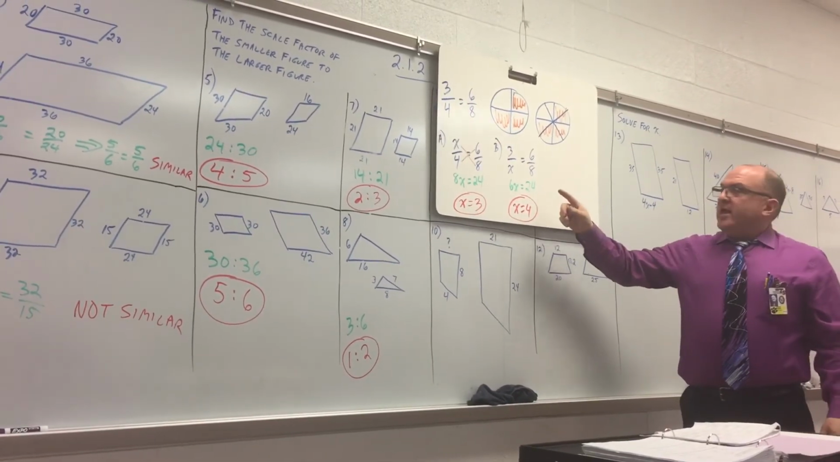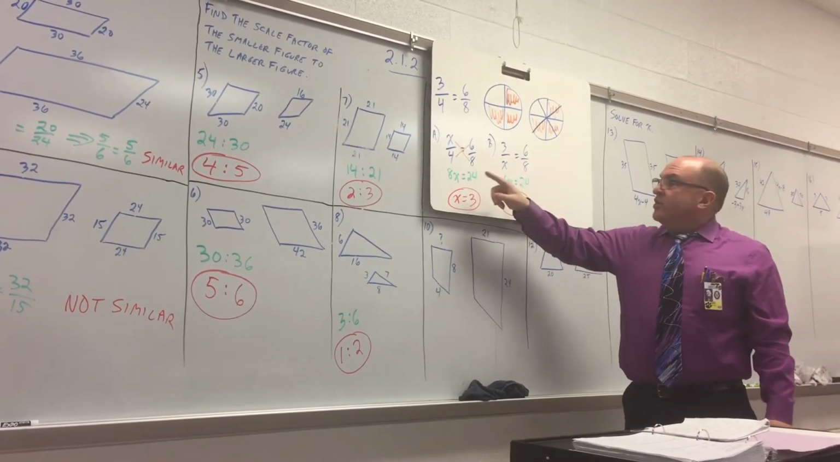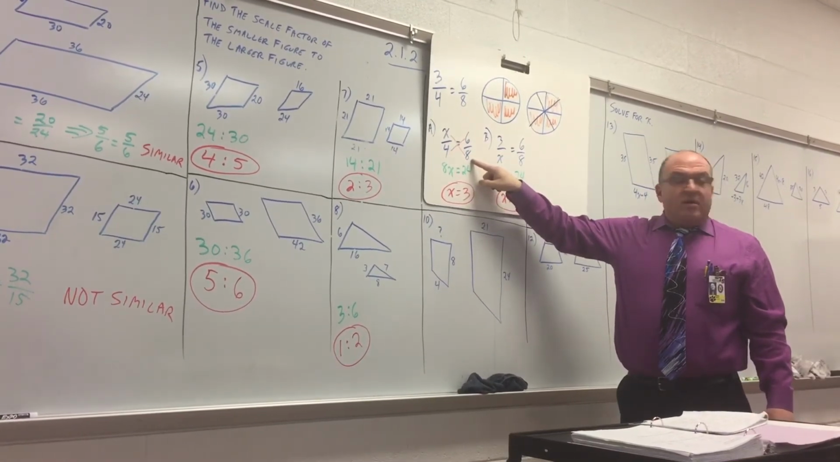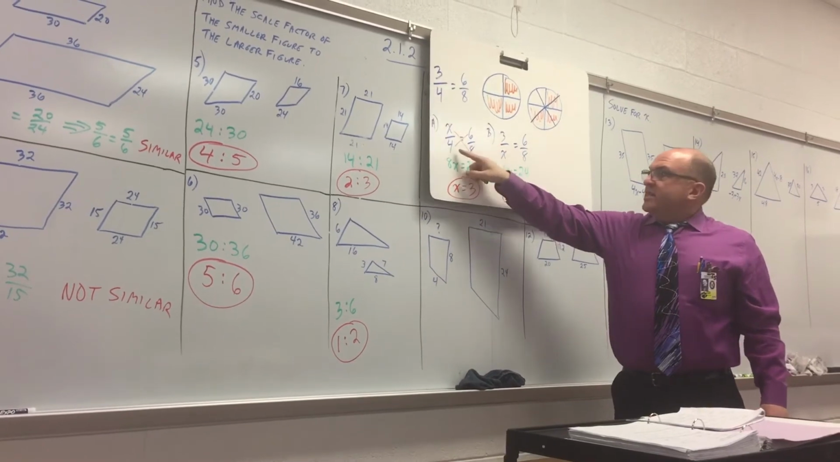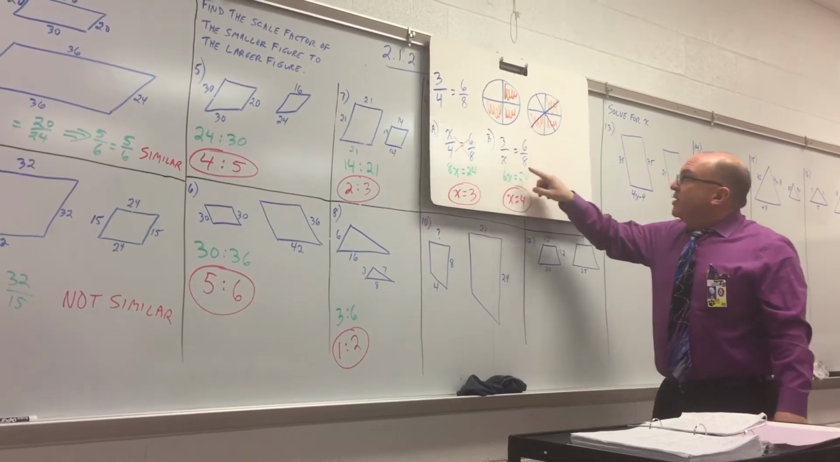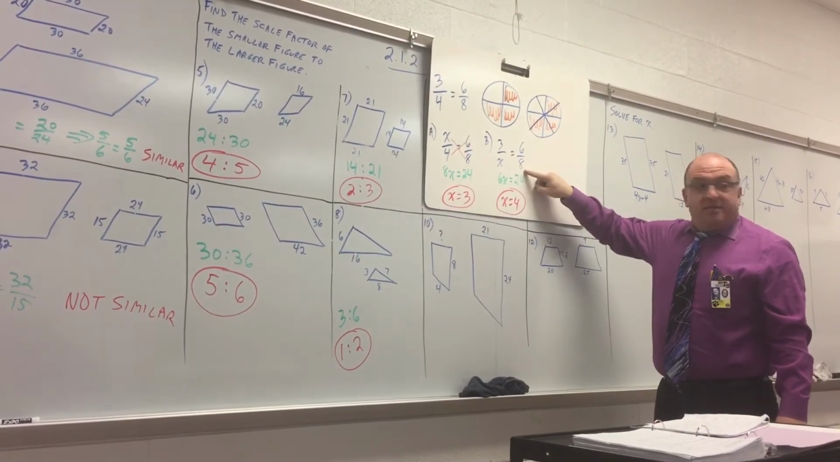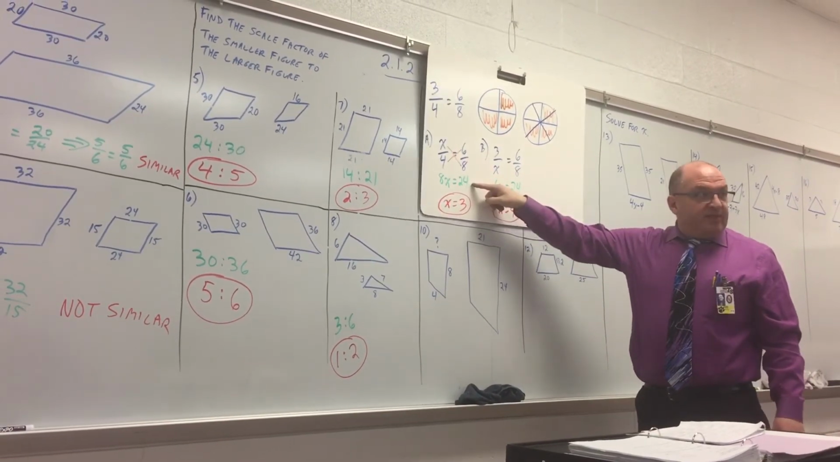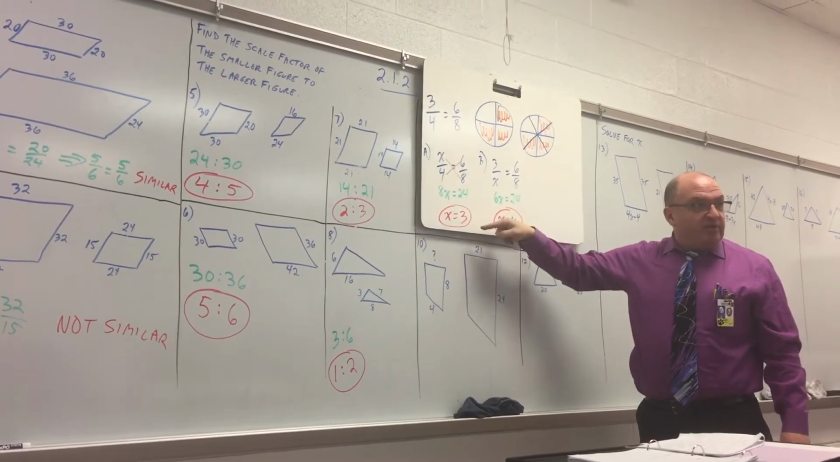Here's what I really want you to do, though. Isn't this what we're actually doing? I want you to do this times this and divide by this. It's called cross multiplying. This times this divided by this. Boom. 4. I want you to completely skip this step altogether and go right to the answer.